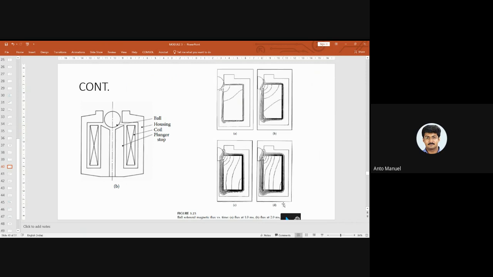And at the last position, we can say the air gap is negligible, the air gap is zero at both ends, the top end and the bottom end of the device. As well, the magnetic flux is also rising in the system. Okay, and that's all about the ball solenoid.